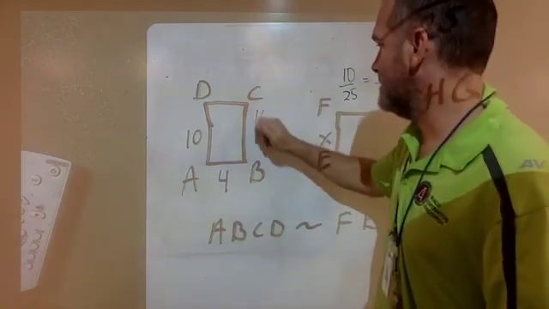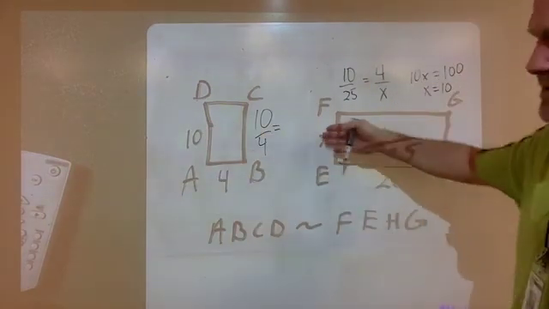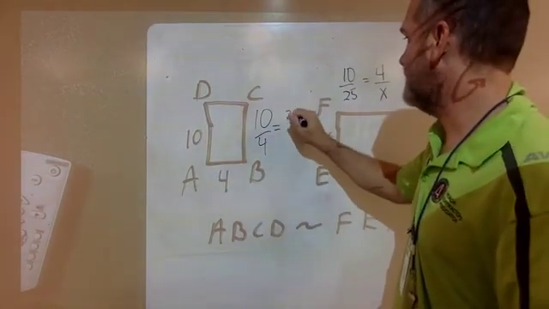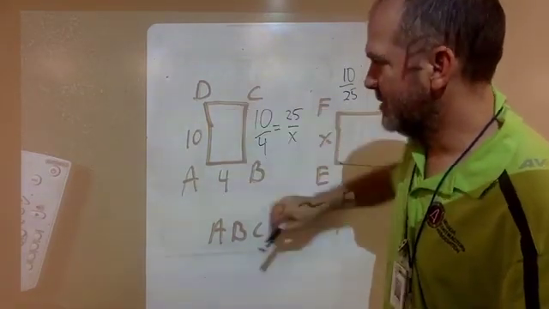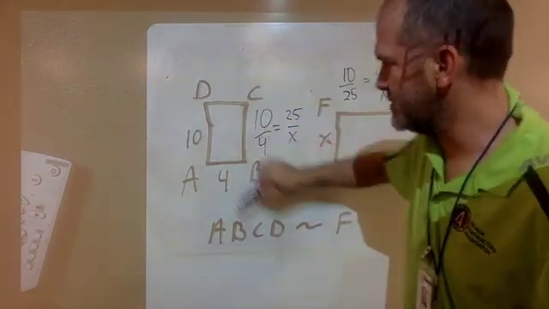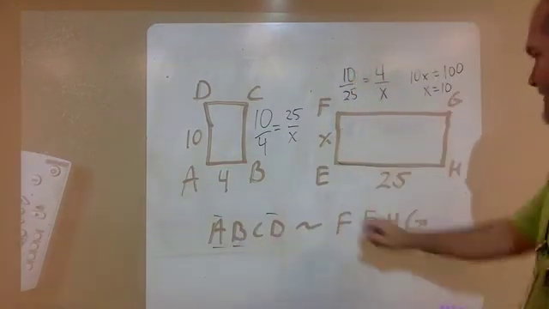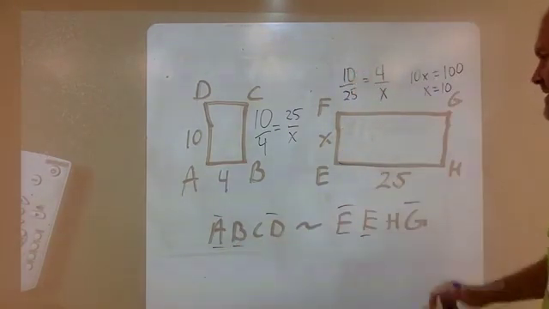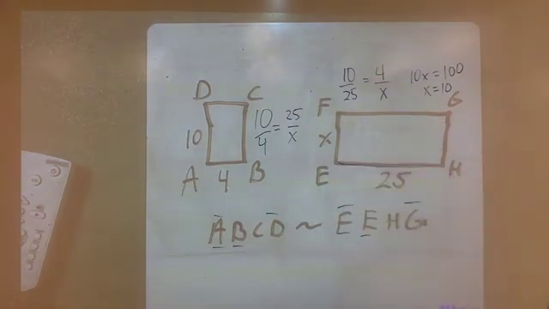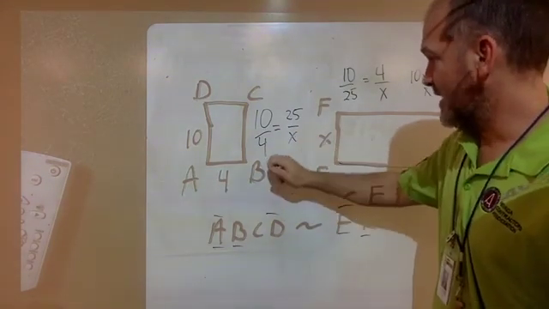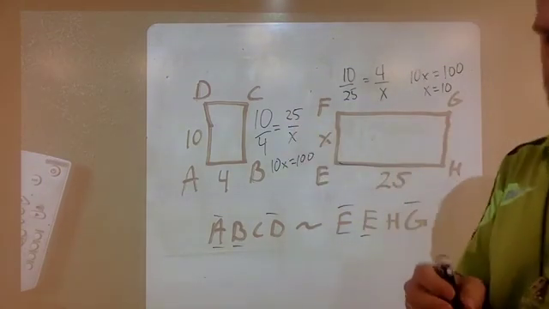So you could say 10 to 4 is equal to long side to short side. You could go long side to short side, 25 to X. So if you're going in the same shape, you just have to go in the same order over here. If you go long to short, if you go AD to AB, then you have to go FG to FE. Long to short, FG to FE. And then you can cross multiply, get 10X is equal to 100. You get the same thing. So if you're using the fraction method, it gives you a little bit more freedom.